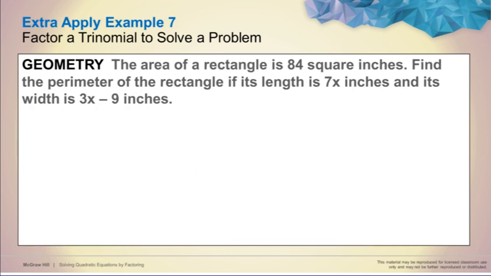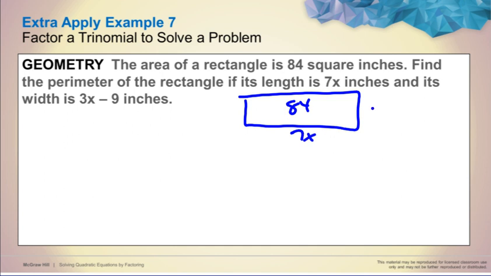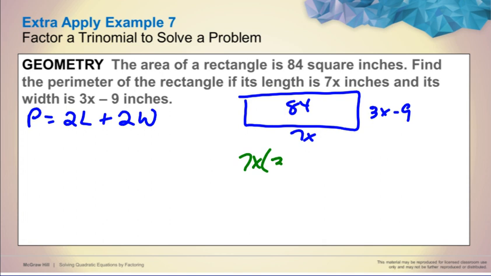Next, we have an area of a rectangle, and this is 84 square inches. The length is 7x, and the width is 3x minus 9. So we need to find the perimeter. And so for perimeter, that's going to be 2 times the length plus 2 times the width. Here to find area, I have 7x times 3x minus 9. This has to equal 84.